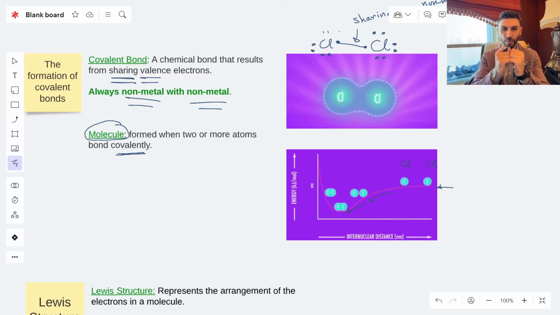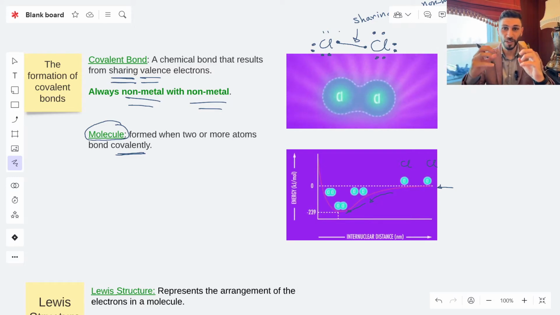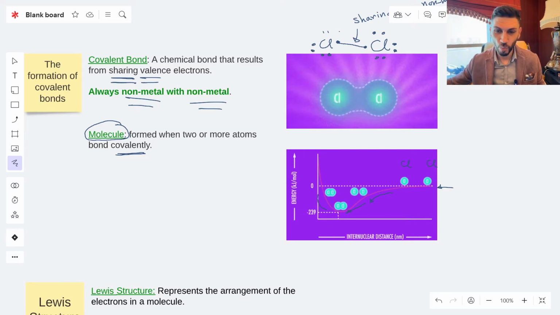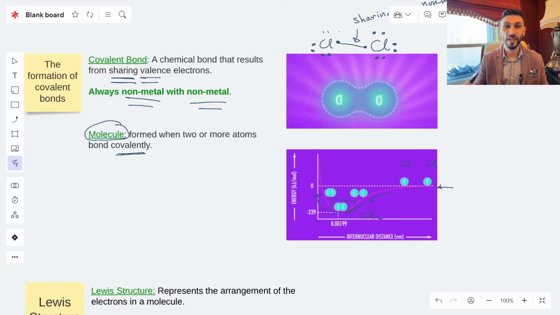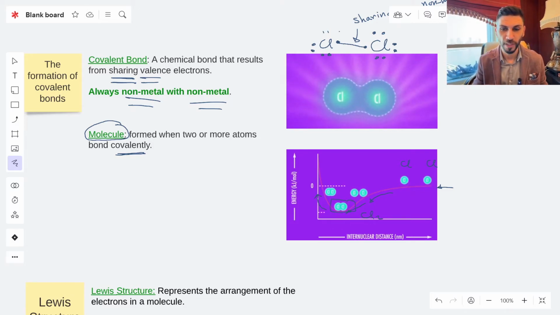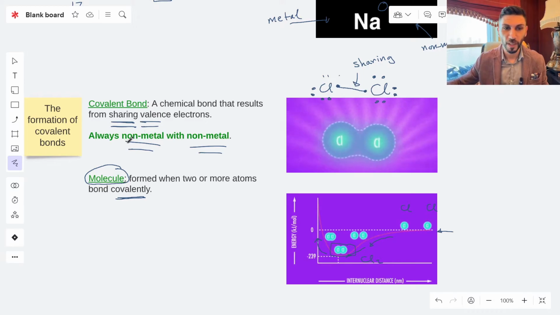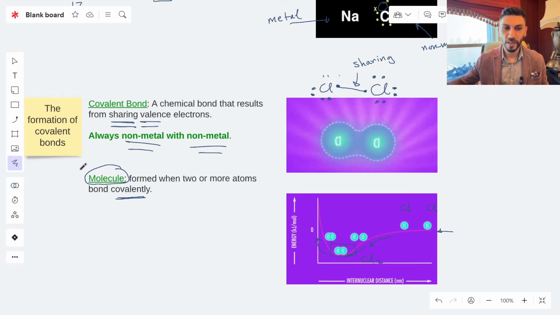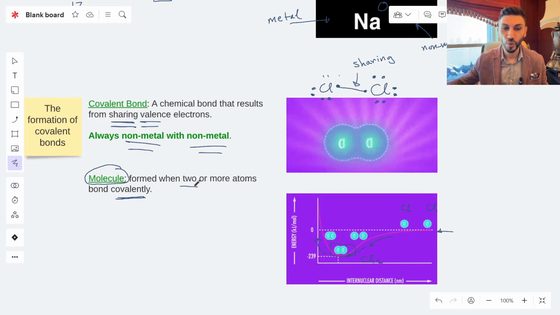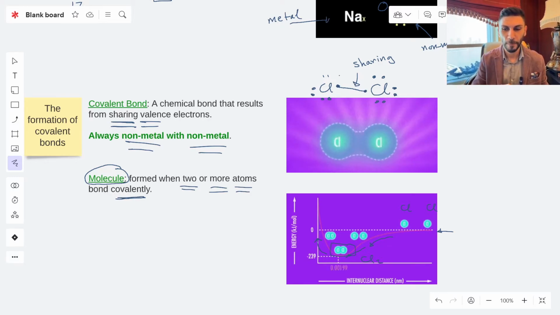Now, of course, if you press these two atoms closer to each other, repulsion will occur. So that's why the energy will increase. But this is the Cl2 molecule, which is the most stable form of chlorine. All right. So again, the covalent bond occurs between nonmetal and nonmetal, and it's by sharing the electrons. When it forms, a molecule will form. And the definition of a molecule is formed when two or more atoms, not ions, are bonded together covalently. All right.